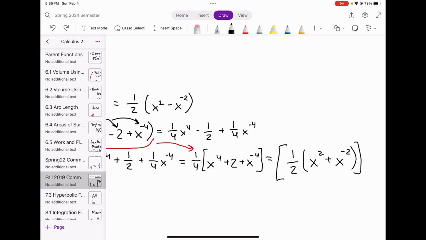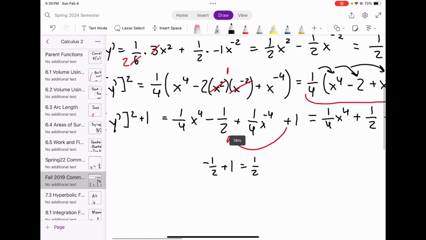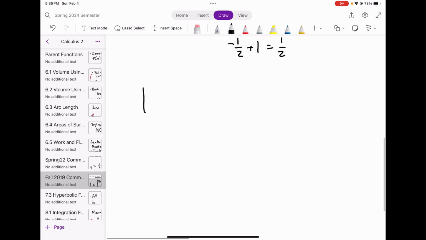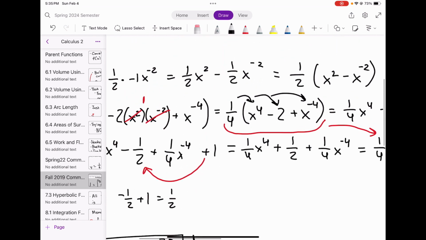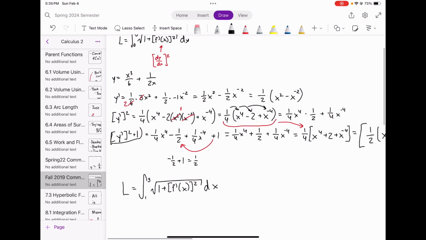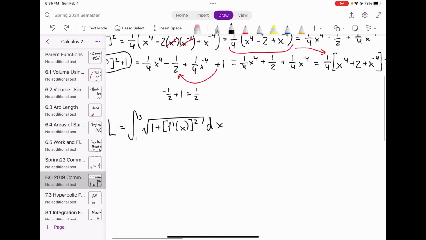Okay. And that's obviously going to be squared. Now we can go back to our original equation. I'm just going to rewrite it. L is equal to the integral from, I believe it's 1 to 3, of the square root of 1 plus f prime of x squared dx. And now we have everything that we need right over here, which is the same thing as this, the same thing as that, to put in that square root.